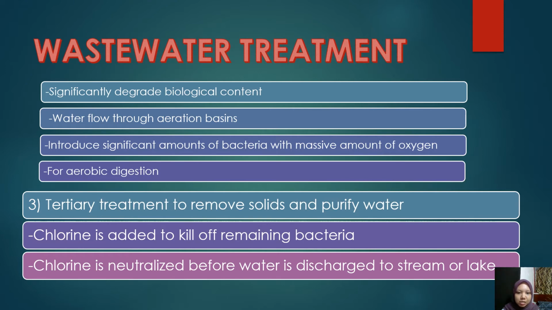The last step is disinfection. During this stage, chlorine is added to kill off remaining bacteria and organisms that still remain in water. Chlorine then has to be removed before it can be discharged, so it is neutralized by using some chemicals. At this point, water should be safe to be discharged to streams or lakes.